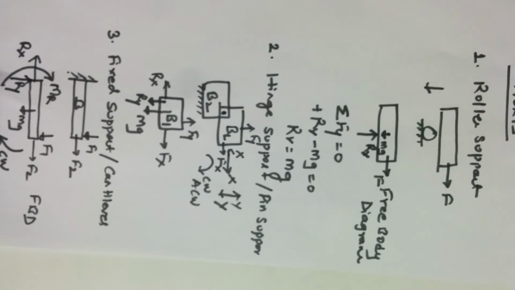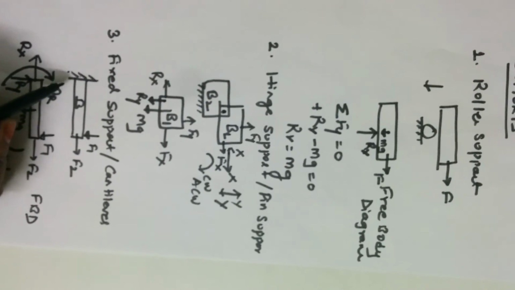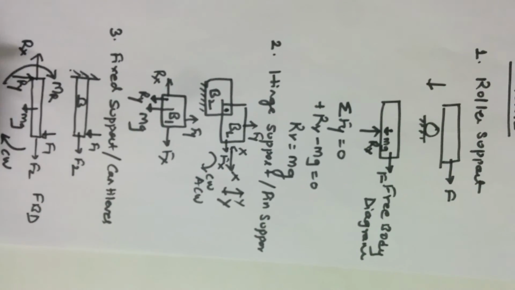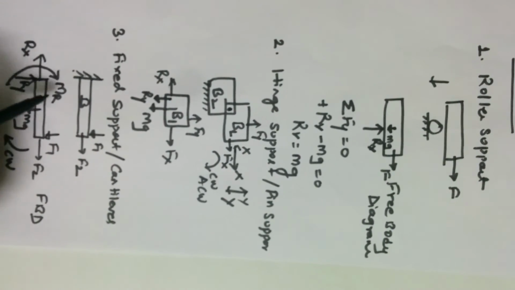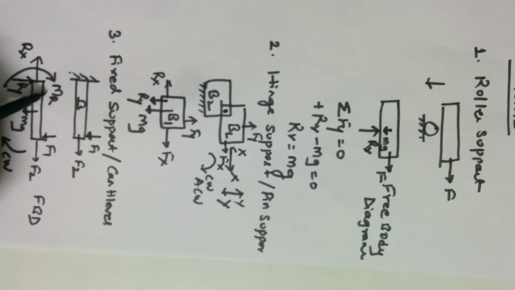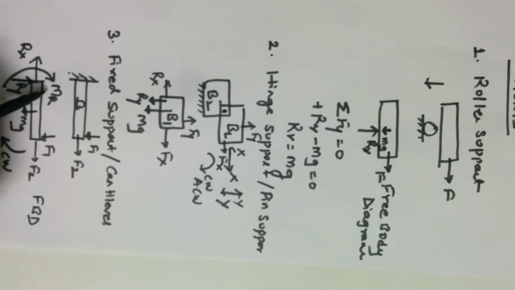Therefore, we can conclude that when you remove a fixed support, there are three reactions. One reaction is in the x direction, another reaction is in the y direction, and there is an additional reaction moment, which is because the fixed support does not allow the body to rotate.